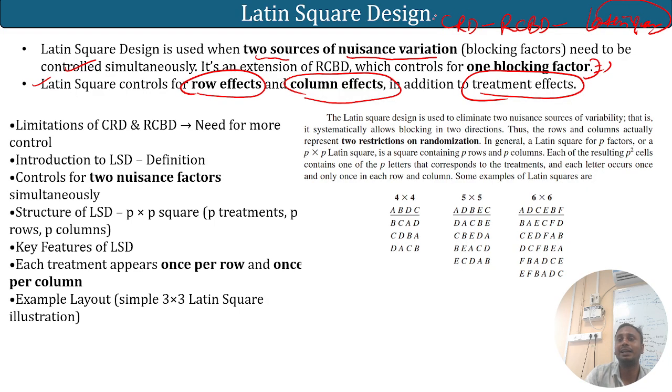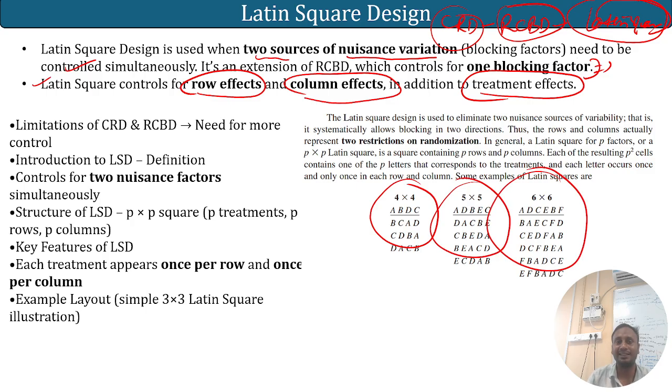So the idea here: in CRD we are not going to control any factor or variable. In RCBD we'll control one nuisance factor. Here we'll control two nuisance factors. So we can see 4 by 4, 5 by 5, 6 by 6, so it means it's P by P: P treatments, P rows, P columns. It will always be a square matrix only. So here we are going to do two restrictions on the randomization.